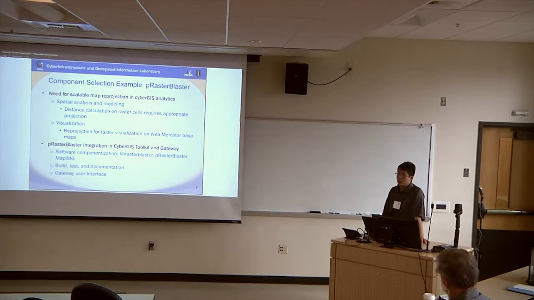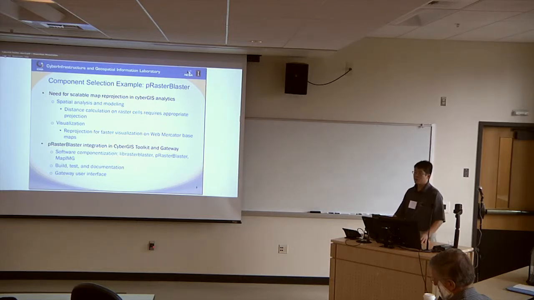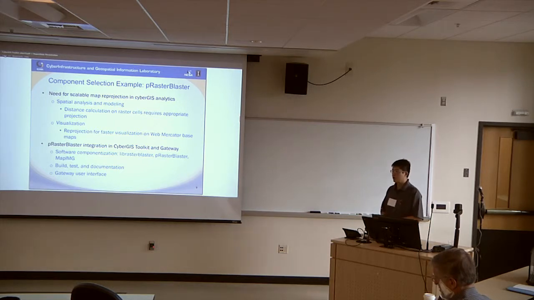For the component selection, I'd like to just introduce an example. This is pRESTblaster, contributed by the Center of Excellence for Geospatial Information Science at USGS. The project itself originally was an internal project in USGS, but once we got into CyberGIS, we found that we actually have a lot of needs for a rapid map reprojection tool.